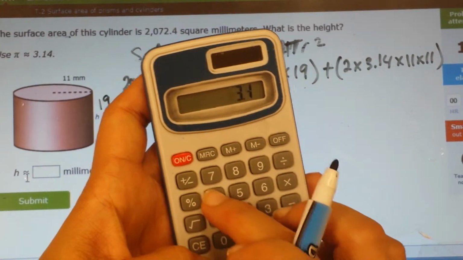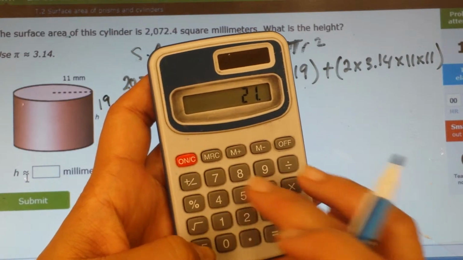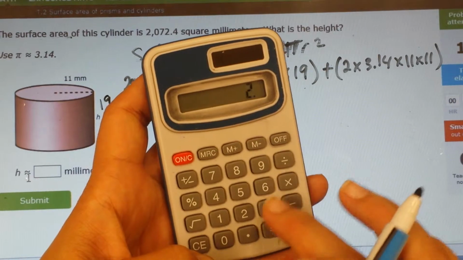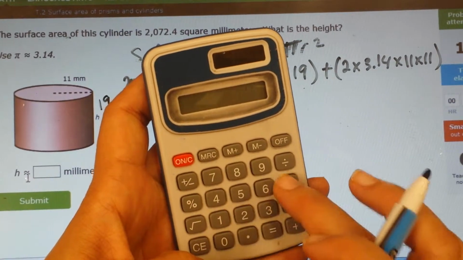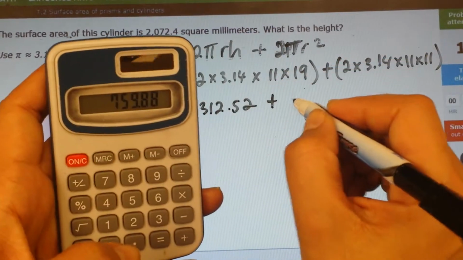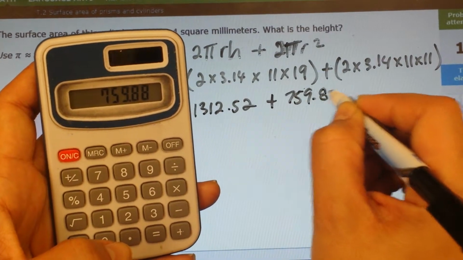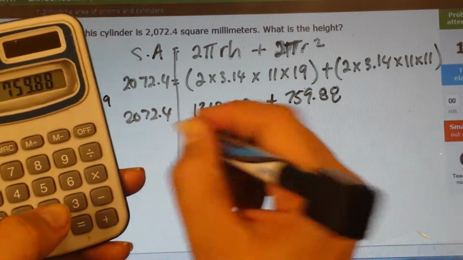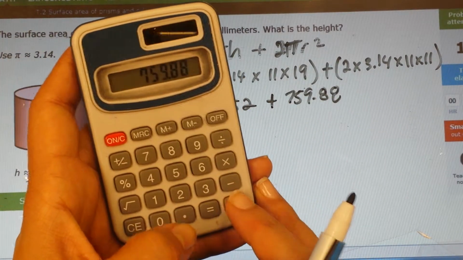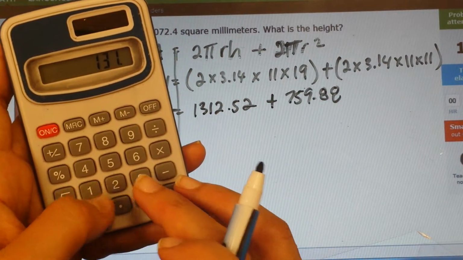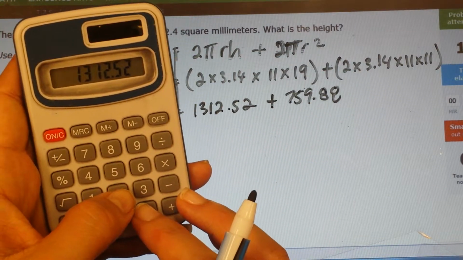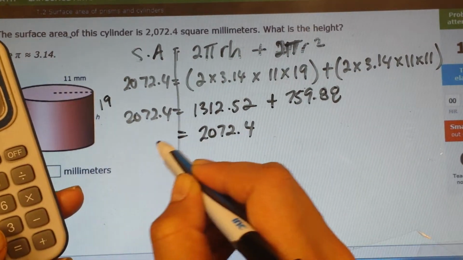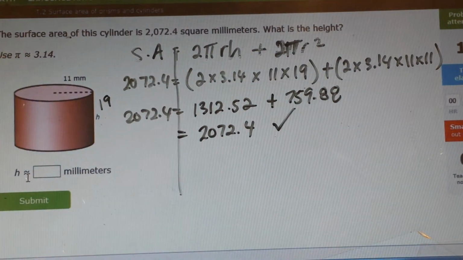2 times 3.14 times 11. Oops. 2 times 3.14 times 11 times 11. Alright, so you get 759.88. Add these two up, and if they're equal to 2072.4, then you're right. So plus 1312.52 equals 2072.4, which is right.